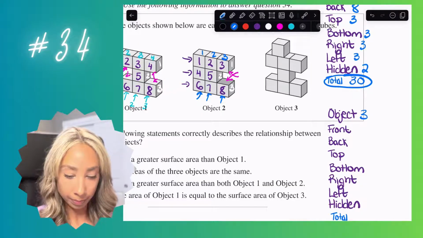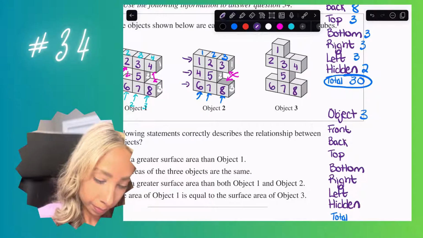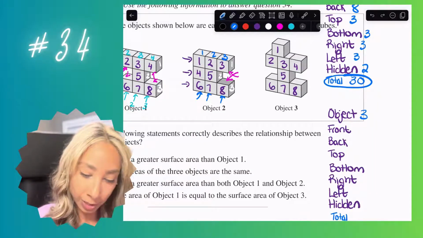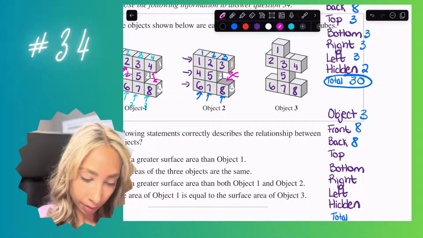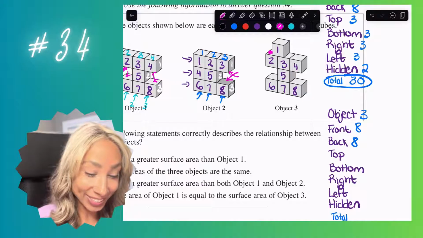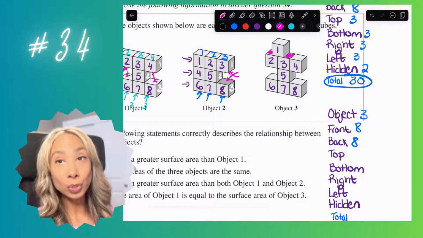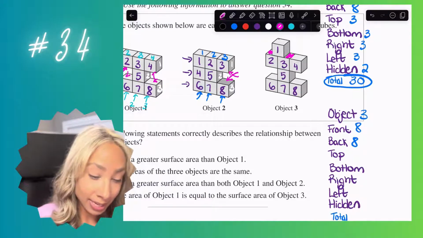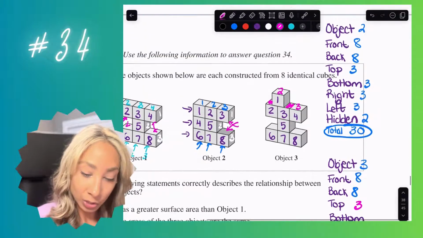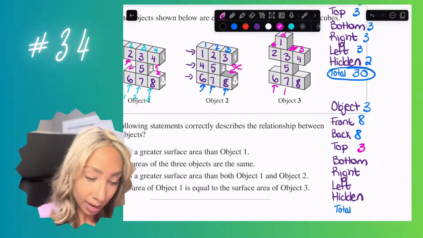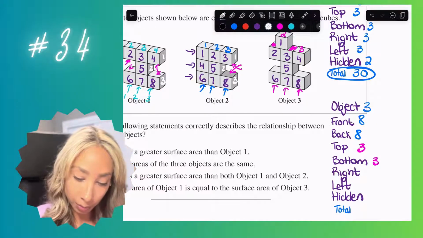Object 3. So let's do the same thing as we've been doing before. And then just like last time, the front's going to be the same as the back. For the top, this one is a little confusing. So this is half, that's half. So those two halves make a whole. So that is going to be 1, and that's going to make this 2 and this 3. So the top is actually going to be 3 here. And for our bottom, it looks like it's going to be the same. So that would also be 3.